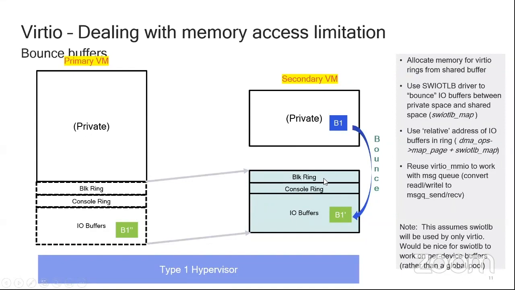And the other thing we did was, generally the block ring and the console ring, which have pointers to the various buffers, would by default get allocated from the private space. So we made some changes to the Virtio front end stack to make sure that these ring objects are allocated from the shared memory, right? So this summarizes the changes we had to do in the Virtio front end stack to overcome the memory access limitation problem.